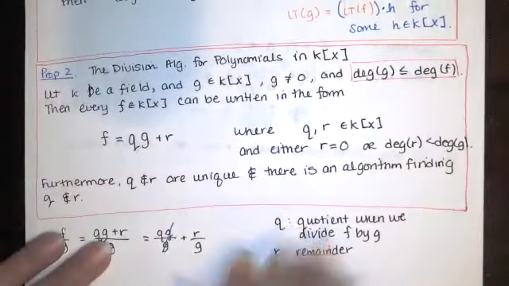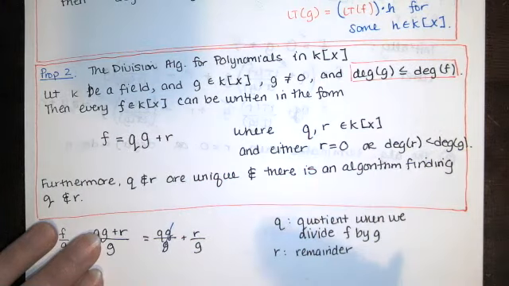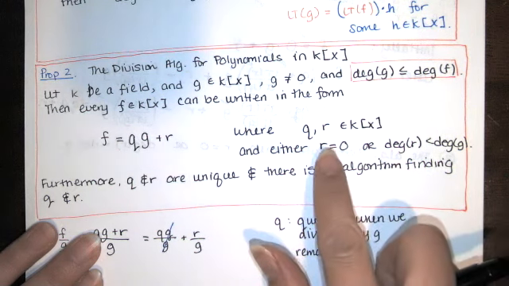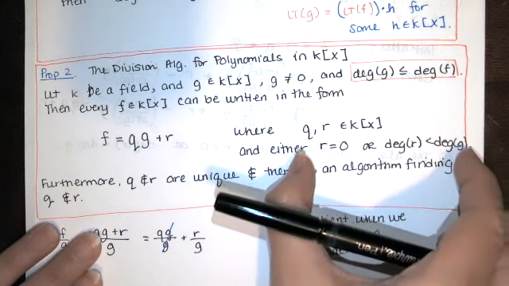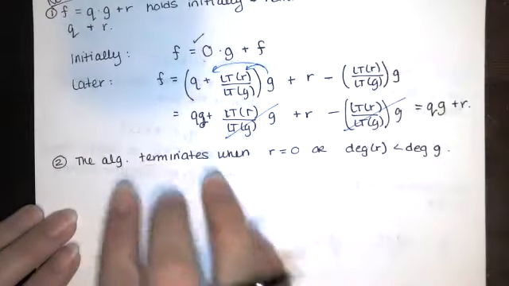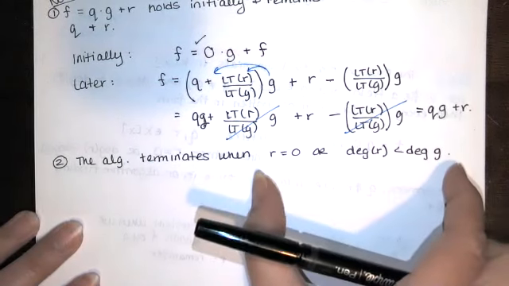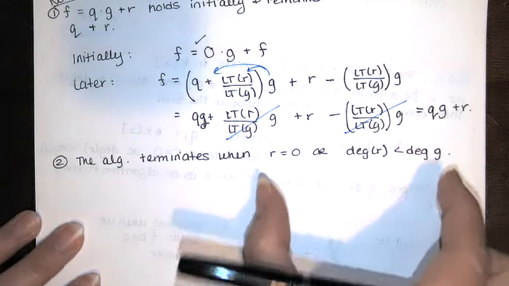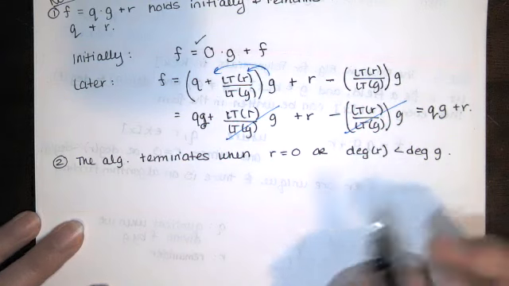And look at what this says. The division algorithm says that every F can be written in this form where Q and R are polynomials, and either R is equal to 0 or this is true. And yes, that is going to be the case when the algorithm terminates. So we have this. Now, you might say to yourself, how do you know that this will eventually happen? The way that we know that this will eventually happen is by looking at the definition of R.